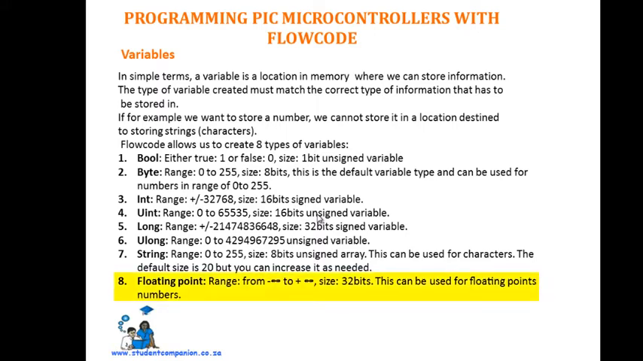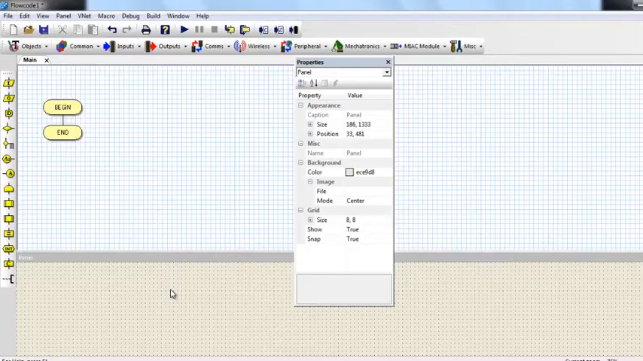Floating point. The floating point range is from minus infinity to plus infinity. This is a 32-bit variable as well. This can be used for floating point numbers. A floating point is a number containing decimal points.